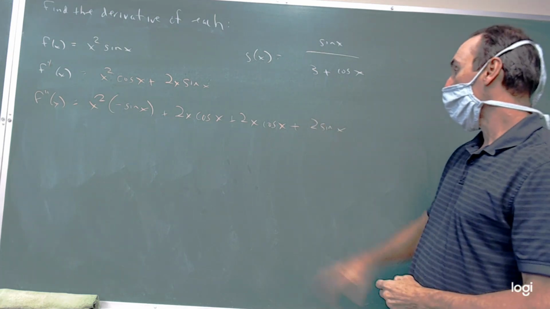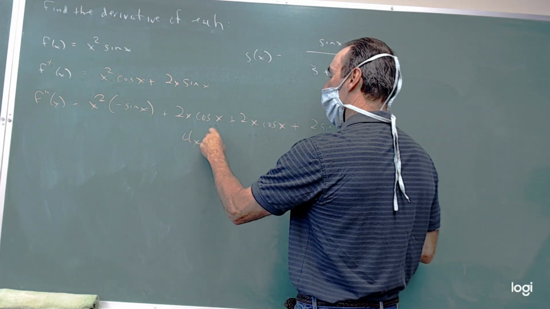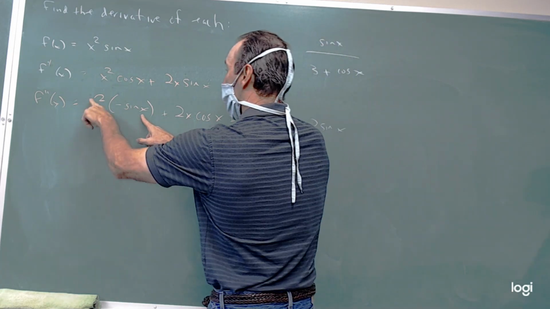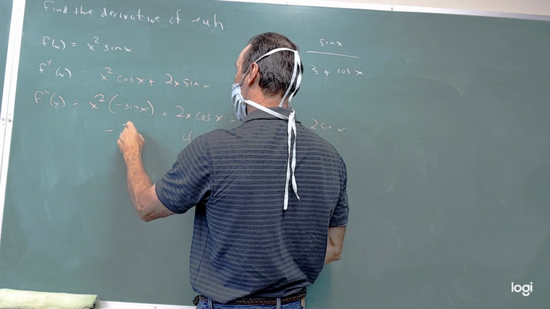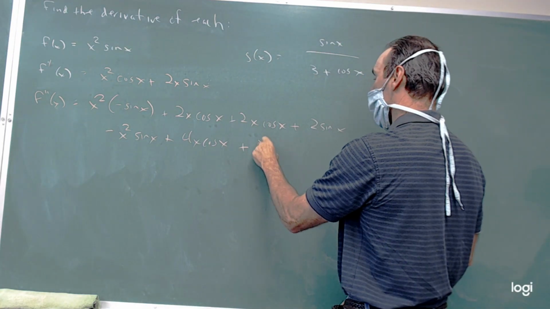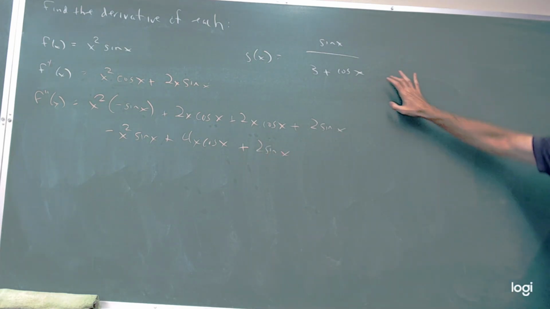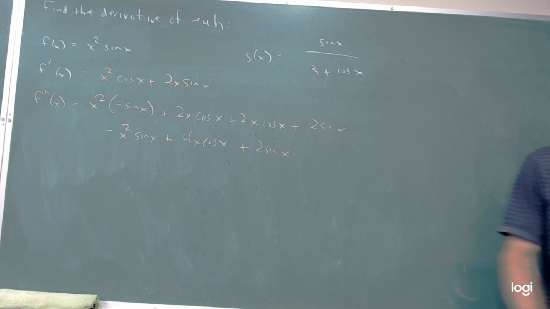So we have a couple of like terms here. The 2x cosine x combine to be a 4x cosine x. The negative goes in front, so it's a negative x squared sine x. And then we just have the tag along 2 sine x. Okay? Got a quotient rule there. I'm going to pause it and you can give that a shot.